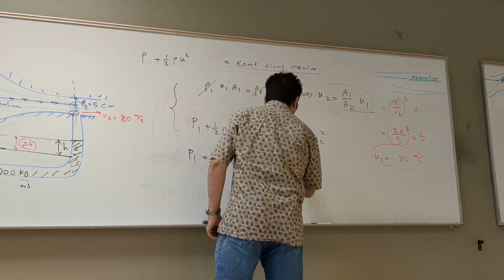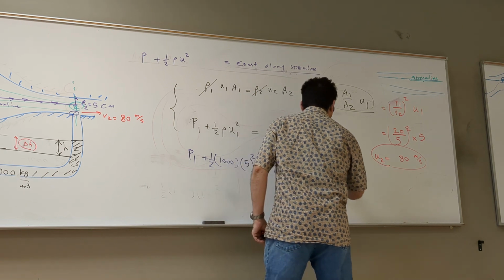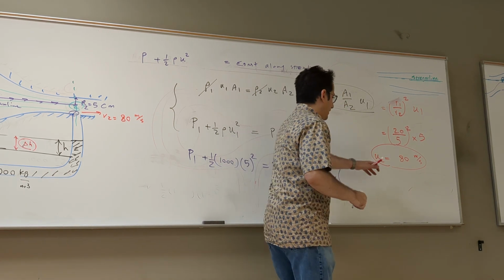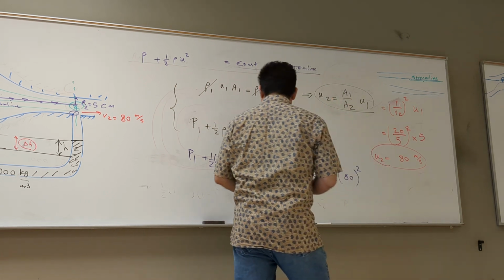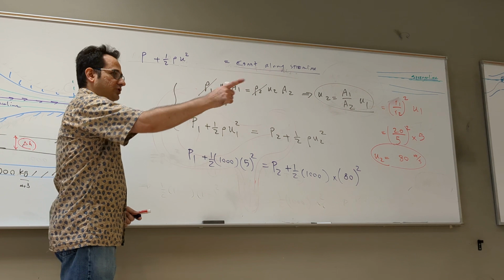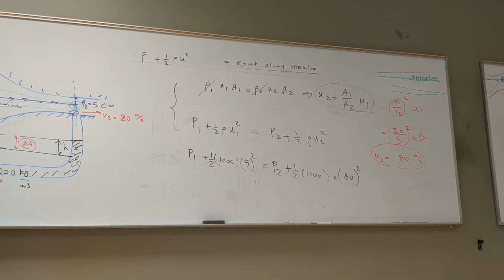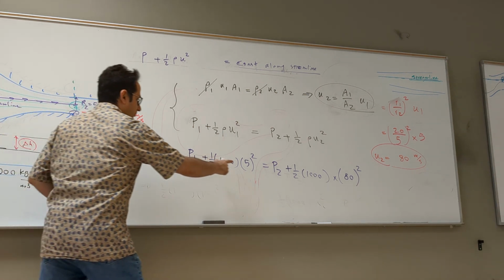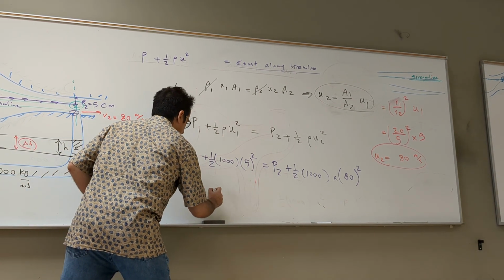So P2 plus 1/2 of 1000 times U2 is square. And now I have my U2, and I'll put here 80 squared. So even though I don't have P1 and P2, just like the last example, I can find P2 minus P1, right? So what is my P2 minus P1?